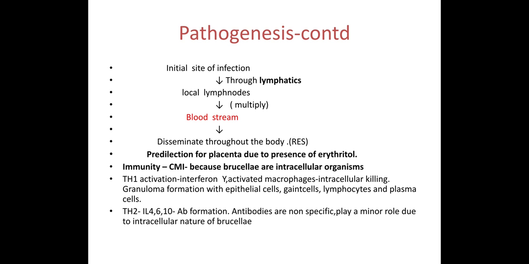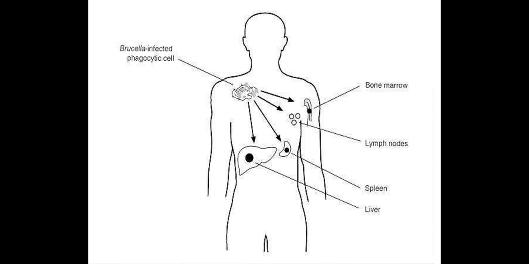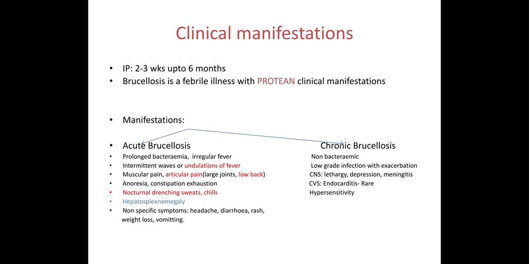That is why we have to know whether the organism is an intracellular organism or an extracellular one, meaning it survives extracellularly, because for intracellular organisms it is CMI which gives immunity, and for extracellular organisms it is humoral or antibody mediated immunity which protects. Now look at this picture. It shows various reticuloendothelial organs which are affected in brucellosis. All the macrophages, the liver, the spleen, the lymph nodes and the bone marrow are harboring the brucellae.